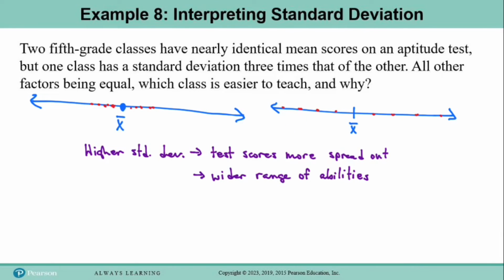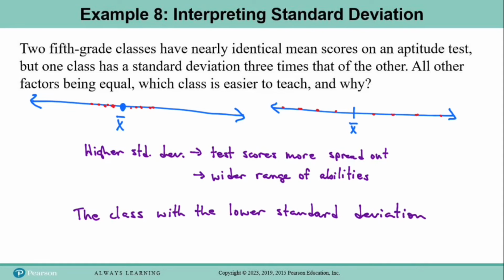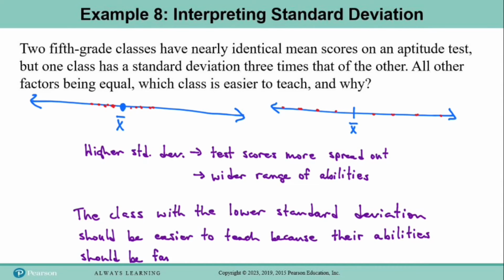On the other hand, the teacher of the group that has the smaller standard deviation probably can vary her pace. She can slow down or speed up if everybody is picking up on what she's saying. And so this teacher is not going to have to work quite as hard to keep everybody at the same place in the lesson, where the teacher of the higher standard deviation group really has her work cut out for her. So we'll say that the class with the lower standard deviation should be easier to teach because their abilities should be fairly similar to each other.